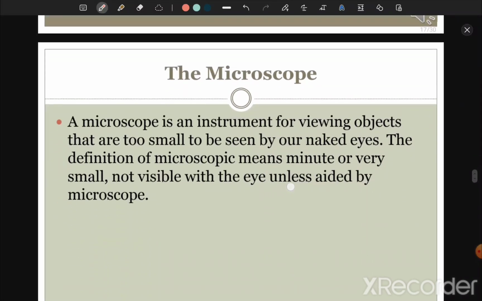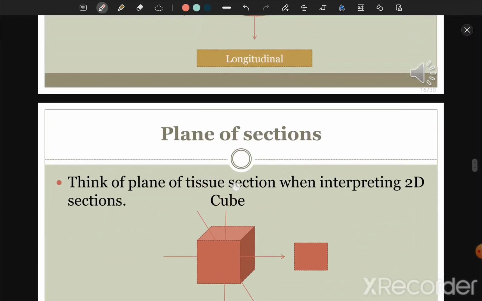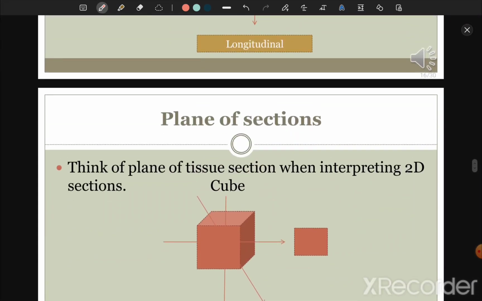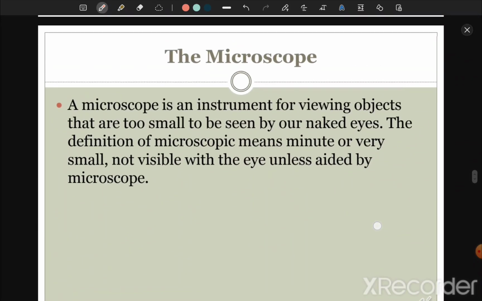Regarding the instruments used in histology, the microscope, the light microscope used for the studies of undergraduate students in the medical colleges. The light microscope is an instrument for viewing objects that are too small to be seen by our naked eyes. The definition of microscope means minute or very small, not visible to the eye unless aided by a microscope.